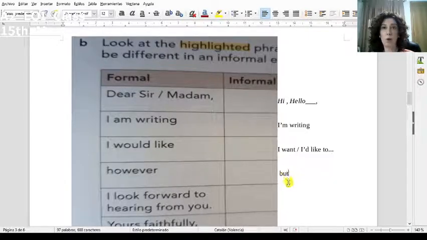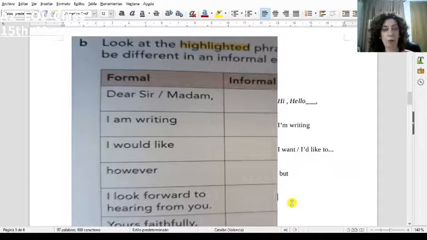And another linking contrast is but. We always use but in informal language, not however. And we always end the letter by saying, I look forward to hearing from you. Too formal for an informal letter.